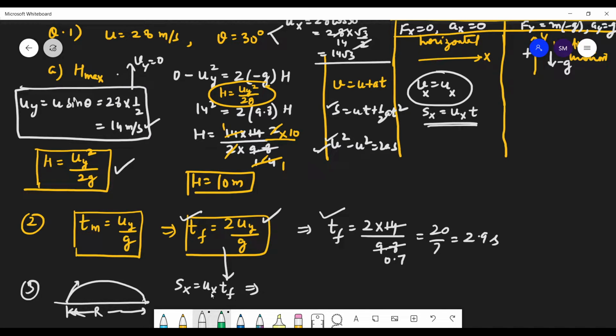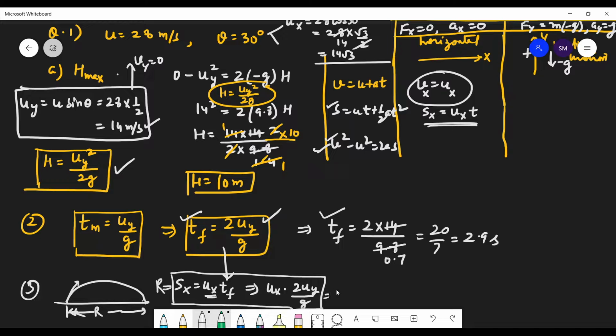We also know the formula for the Ux. Ux is equal to U cos theta. So this is actually equal to Ux into 2Uy upon g. So 2UxUy upon g is the formula for the range. So that's your range.